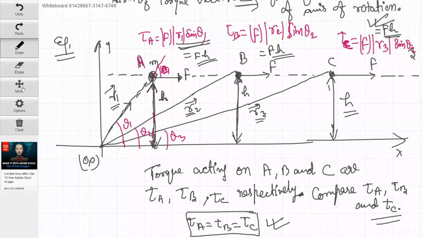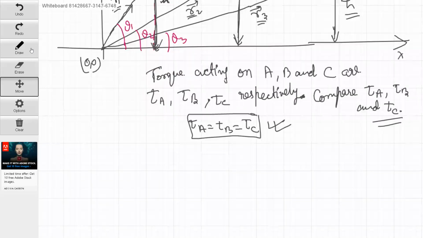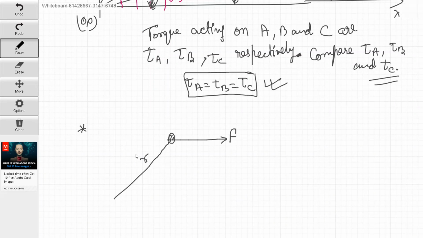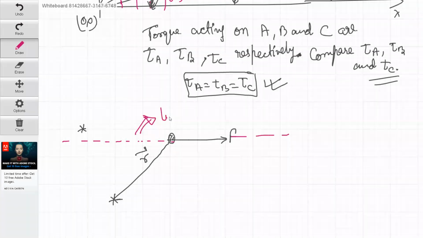So basically from this place, you get another definition of the torque, and that we have to use generally. Suppose force F is acting in this direction and this is the R vector. Then to find the torque about this point, you just have to draw the line of force. Is this okay? The line of force is the line along which the force is acting. This is the line of force.